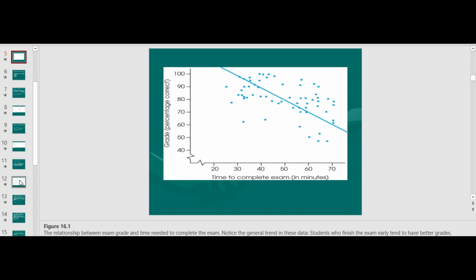In the scatter plot, the values for the X variable are listed on the horizontal axis, and the Y values are listed on the vertical axis. This is the vertical axis.